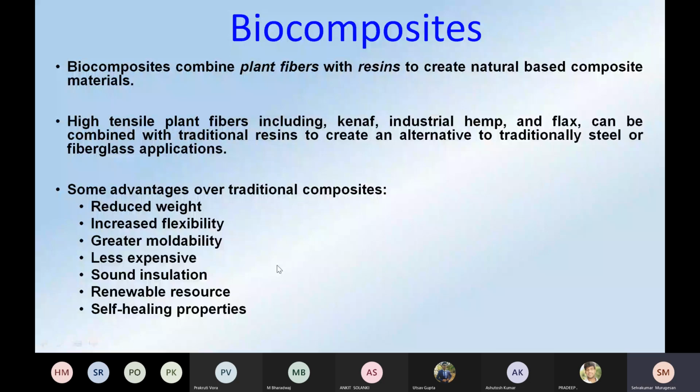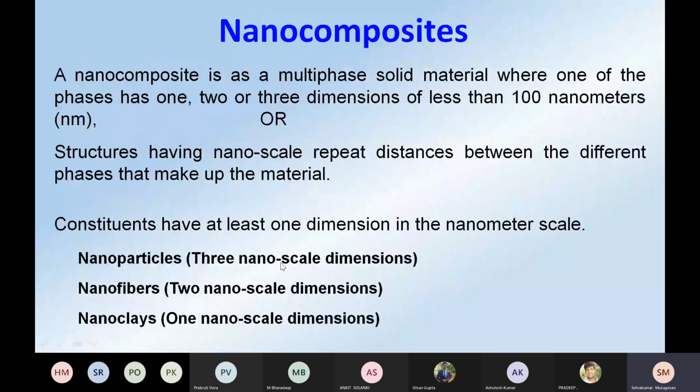And now the business has come. What is a nanocomposite? A nanocomposite, again, is a multi-phase solid material where one of the phases has to be at least one-dimensional, and the particle size should be in the range of less than 100 nanometers. The nanoparticles could be nanofiber or nanoclay, etc., one-dimensional, two-dimensional, and three-dimensional. So what is the difference between the nanocomposite and composite?